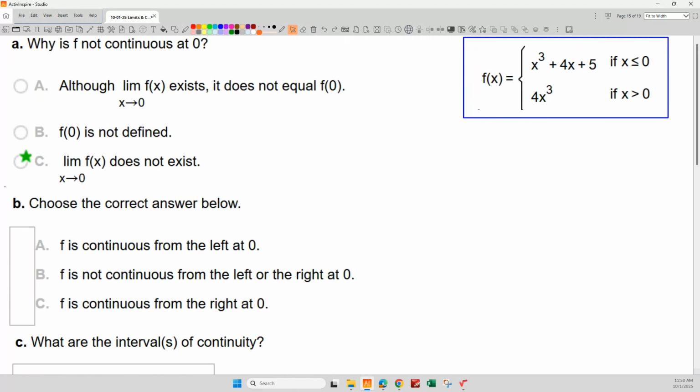Is f continuous from the left at 0, from the right at 0, or is it not continuous from either at 0? Yeah, from the right at 0, you say? From the left. And again, how come? Okay, good, because that's where the endpoint is included. Because that's an equal sign right there, it's got to be from the left, doesn't it?